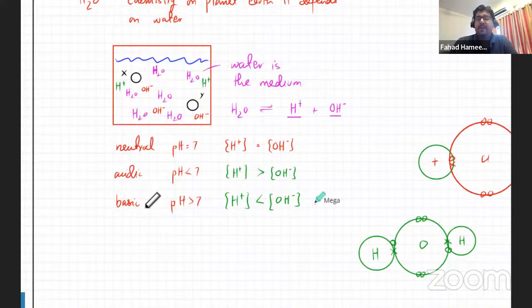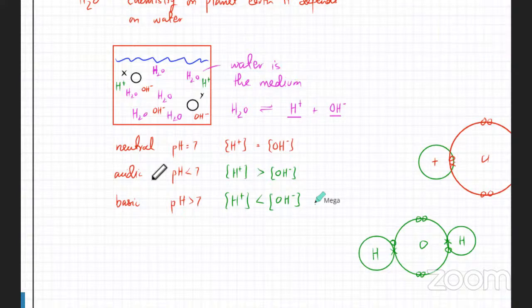Some reactions would prefer H+ ions to be more and OH- ions to be less, and they would only happen in acidic medium. Do you know of any reaction or any place where reactions only happen when the medium is acidic? Any example of an acidic medium in the real world or in a natural system? Like in the stomach, there's hydrochloric acid, so the pH is 2.